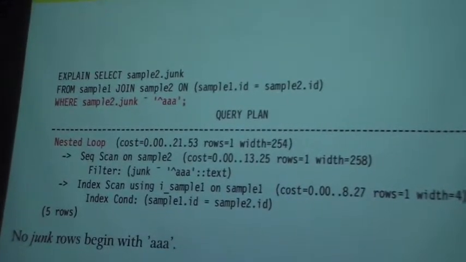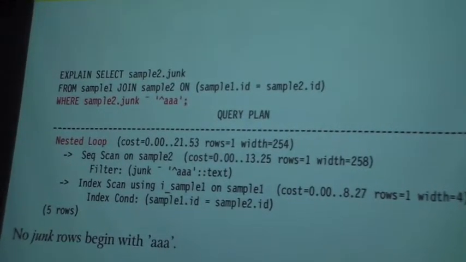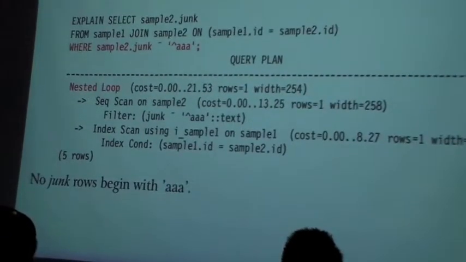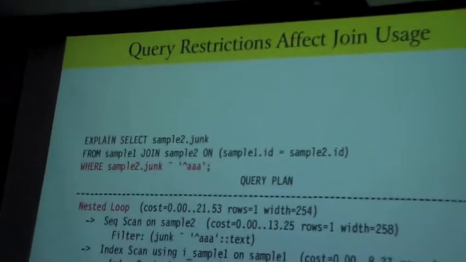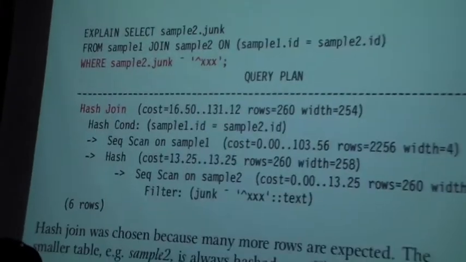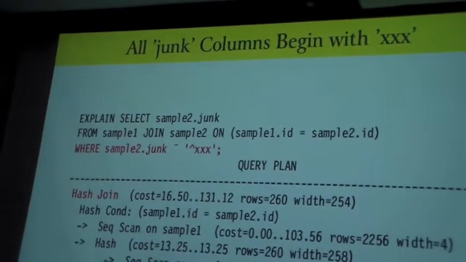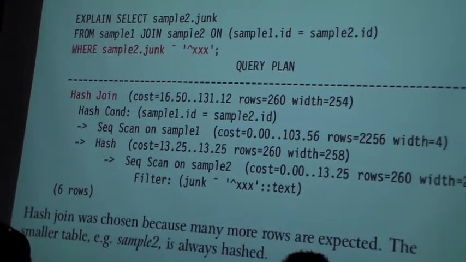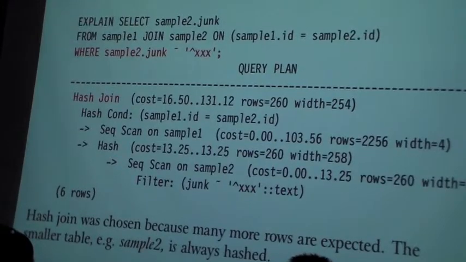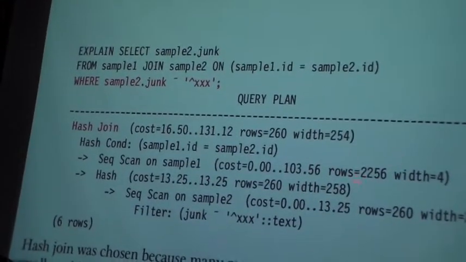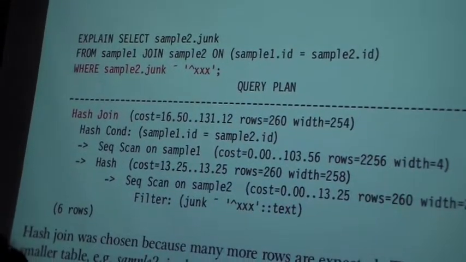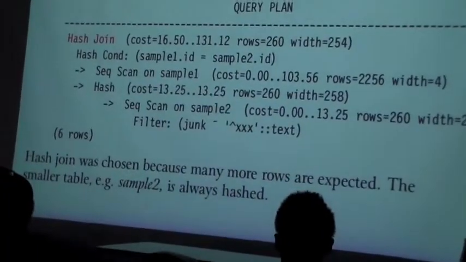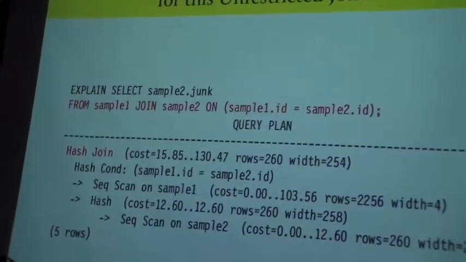If I do the same thing but I ask for X's, that's completely different, right? Remember, it uses nested loop when it knows I'm not going to get any rows out, it's going to be small. But when I'm doing this with the X's, then it says, okay, I'm going to do a hash join, because we're going to get some rows here. And you can see the row counts are pretty significant. So again, it knows a lot of stuff and it adjusts.